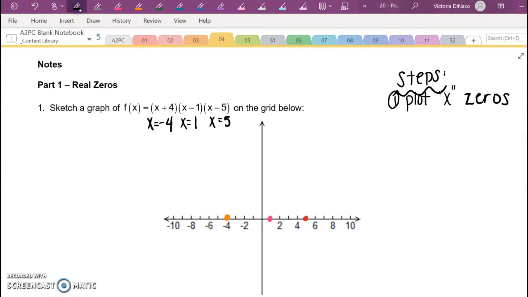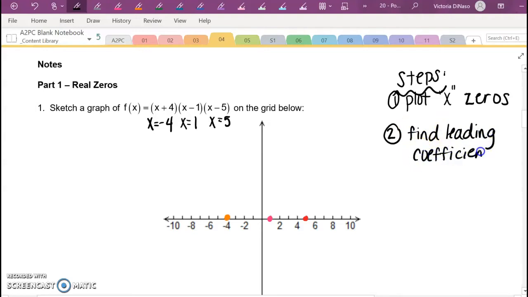Step number 2 is to find the leading coefficient. If it is a positive leading coefficient on your graph, you're going to be putting in the positive direction an up arrow. So that's the end of the graph. The end of the graph is always going to go in the positive direction if the leading coefficient is positive.